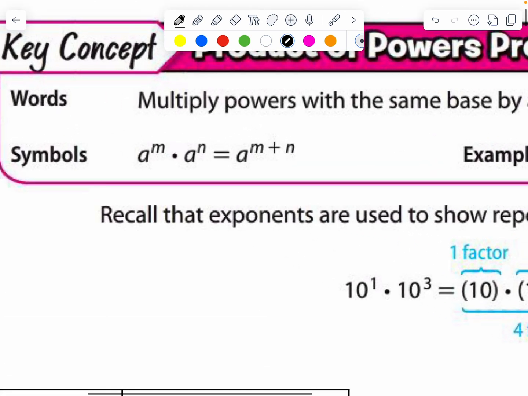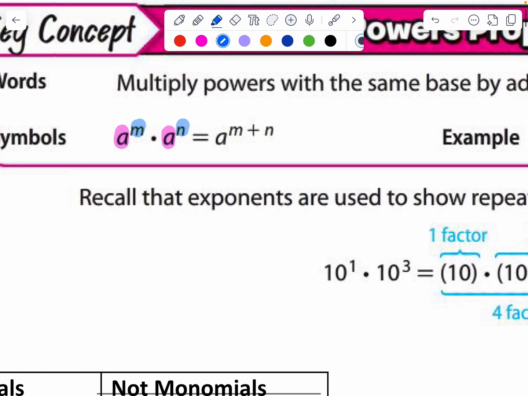When you have powers with the same base, so these have A for the base, and then you have the exponents, for your final answer, when you simplify them, you are going to add the exponents with the same base. Your base stays the same. You don't multiply A and A, okay?